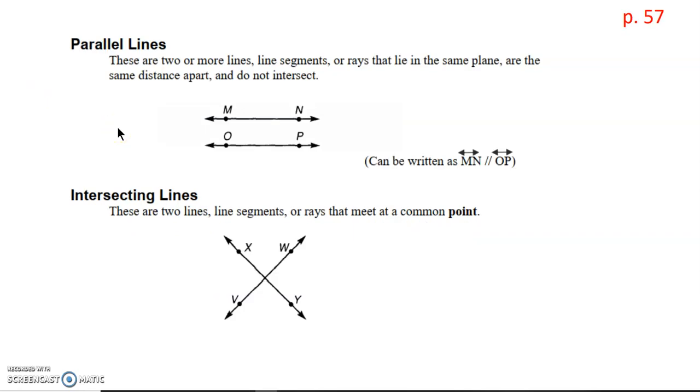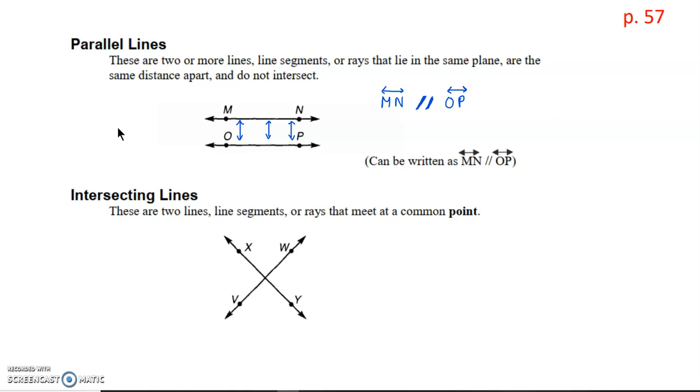Parallel lines are very different from perpendicular lines because they will never touch, they will never cross. They're on the same plane, and all throughout they're the same distance apart, but they will never touch or intersect. The symbol that we use to show parallel lines looks like two diagonal lines side by side. In this case we can write this as line MN, with our arrows in both directions, is parallel to line OP.